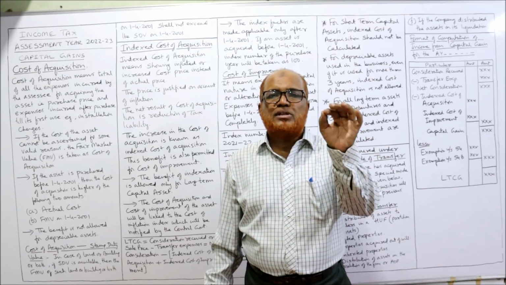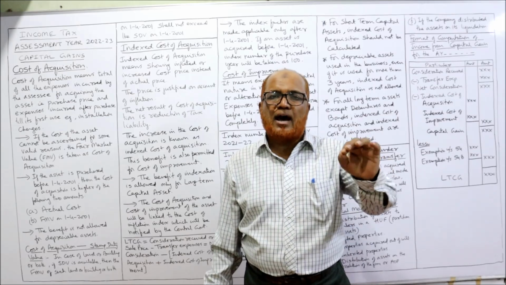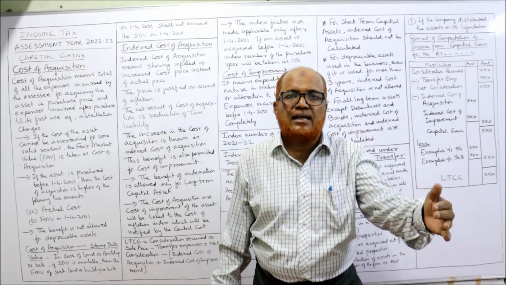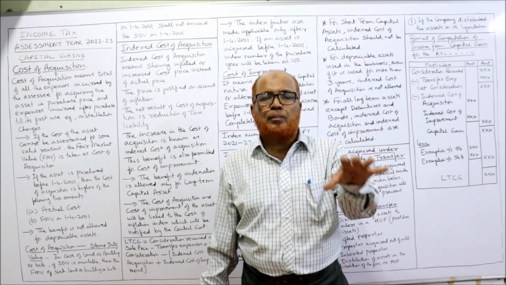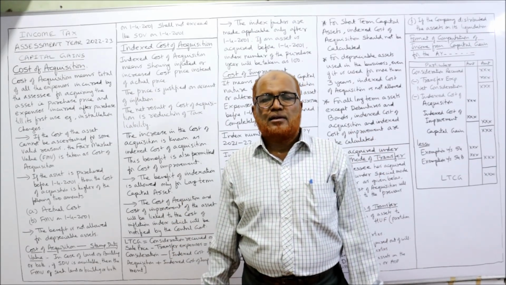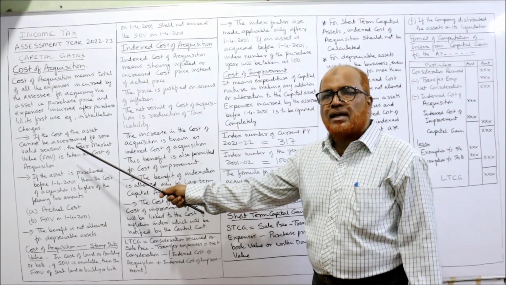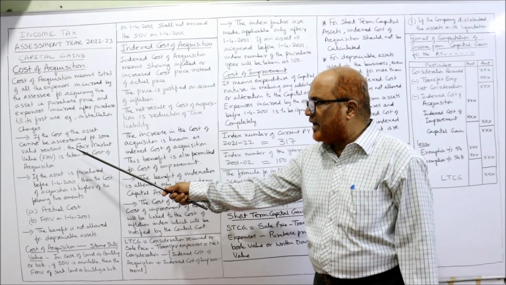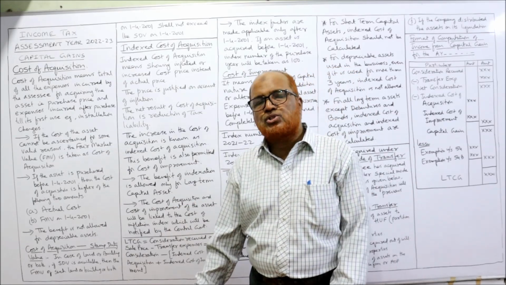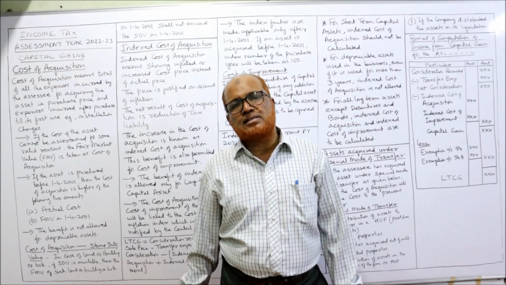In simple words I can say like this. Cost of acquisition means the expenditure incurred on purchasing the asset and also all incidental expenses in order to purchase the asset, like installation of the asset. So this is called cost of acquisition. If the cost of the asset cannot be ascertained for some valid reason, the fair market value is taken as the cost of acquisition as per the provisions of the Income Tax Act.